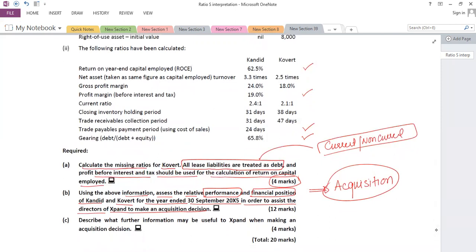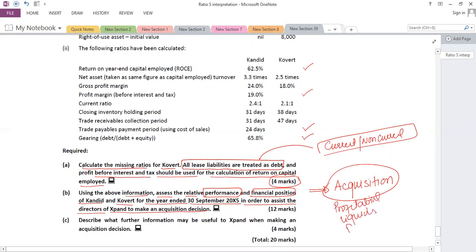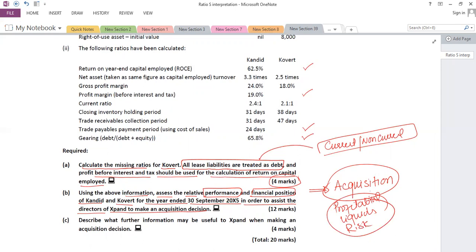So on what ground is one company better than the other? You have to look towards a few ratios. You have to see profitability as a criterion, right? Liquidity is a criterion. You have to see the risk position and other factors that you think are important in order to take a decision. Obviously, without any thorough investigation, we will not take the acquisition decision.